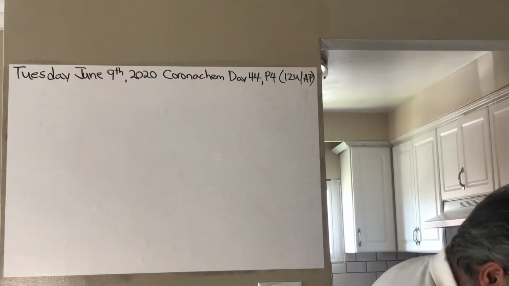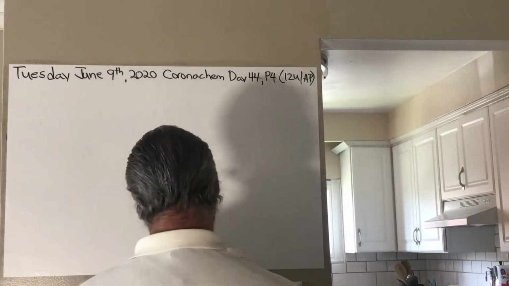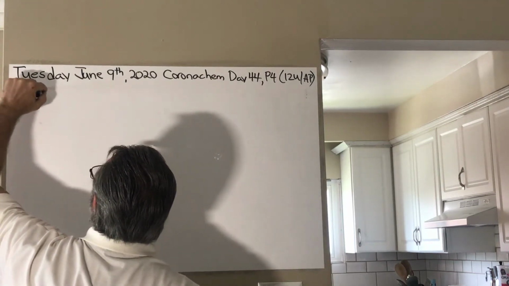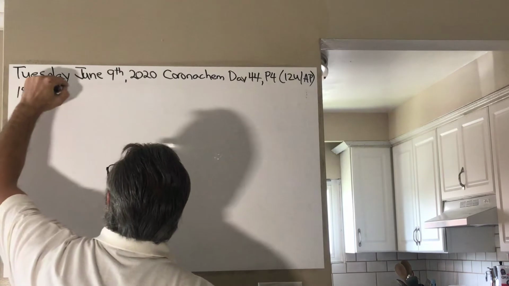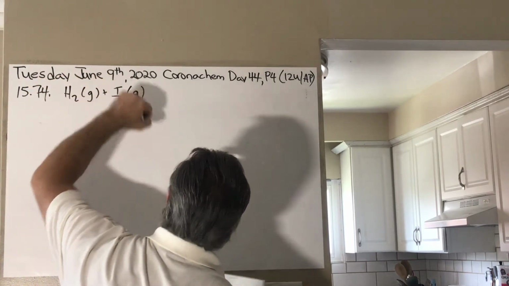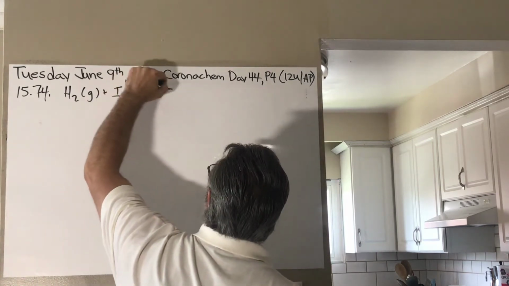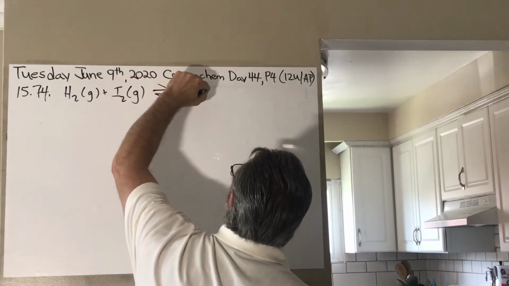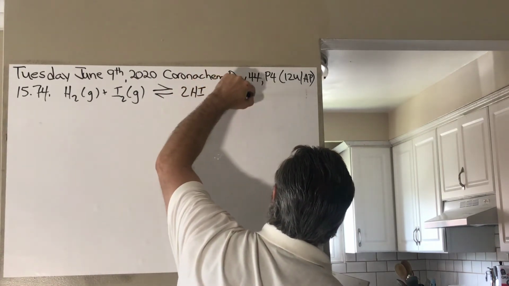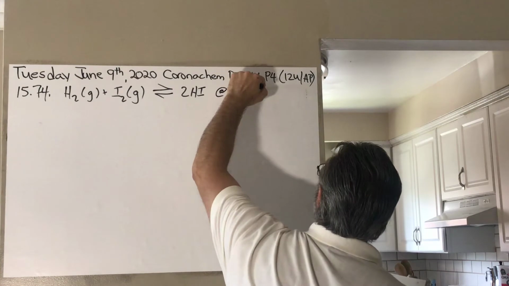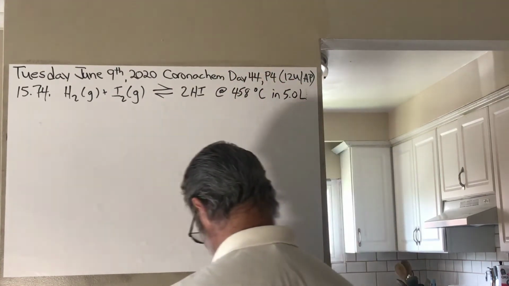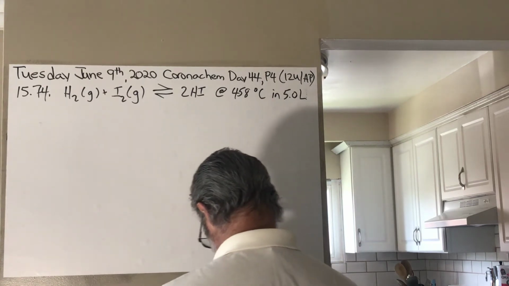So 1574. It's H2 gas plus I2 gas gives you 2HI at 458 degrees Celsius in a 5-liter container. All of this is important at any rate because you have to calculate the concentration.